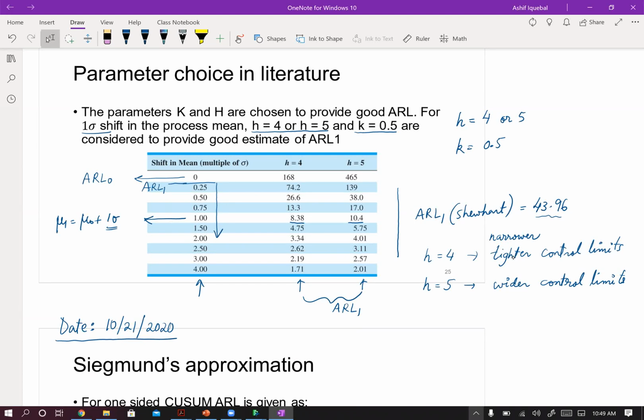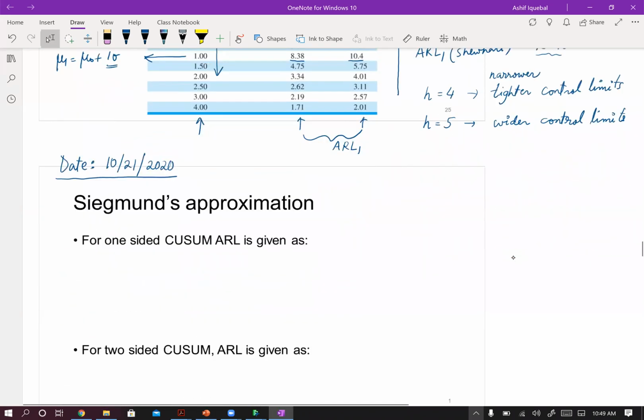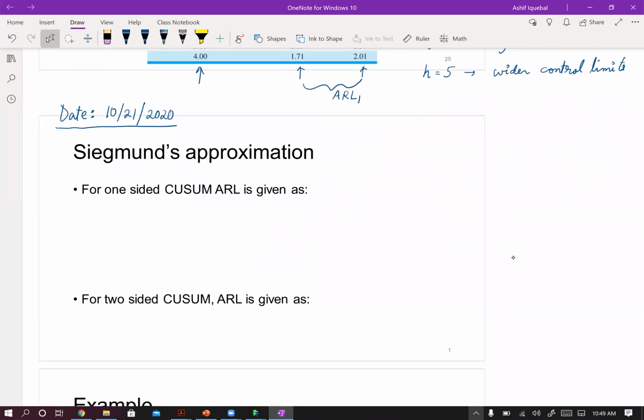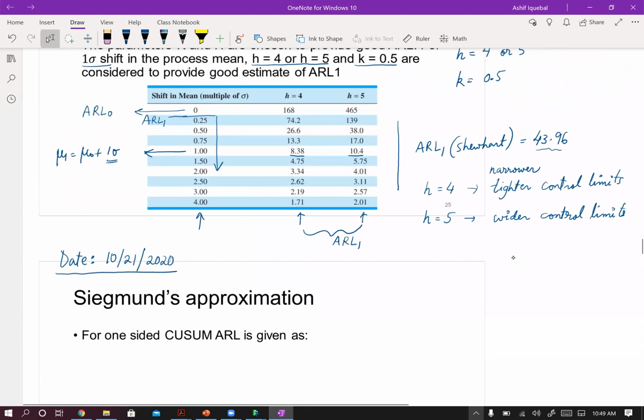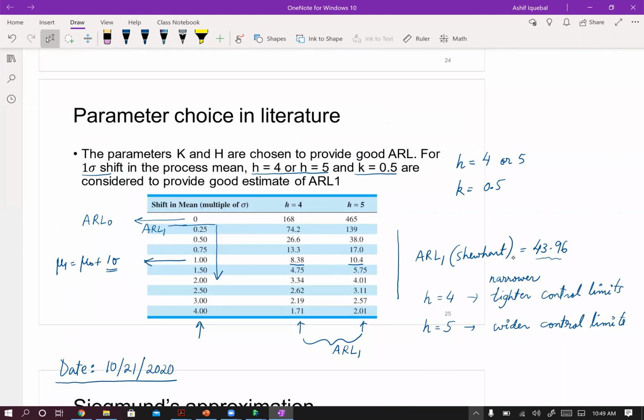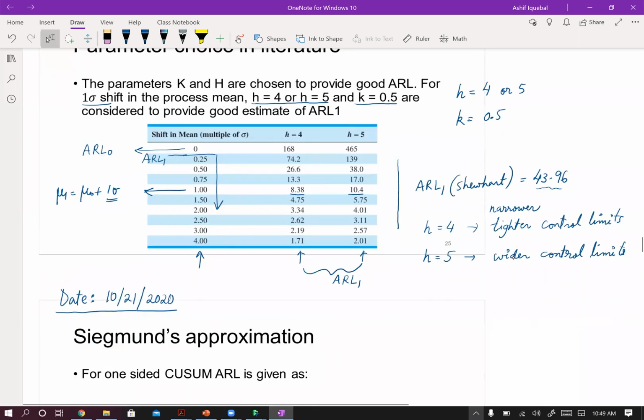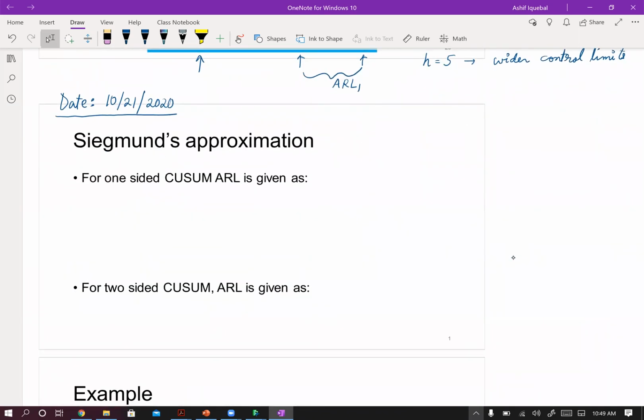Right. So today we'll talk about a method that we can use to approximate the value of ARL1. So far, I've told you about a method to find out the value of small k. I have also discussed some ideas on how to estimate the value of h, but I've not talked about how we can actually calculate the value of ARL, right? In all of the problems so far, we have just constructed our control limits. That's all. So today we'll focus on a method that's called Siegmund's approximation. And this method gives us the value of ARL1.